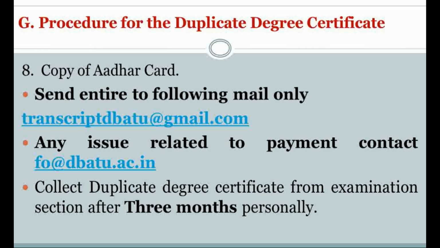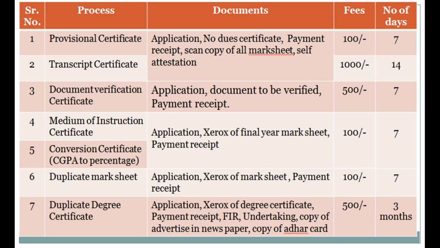Here you can see the overview of all the processes and documents along with their fees, and the required number of days for each process. For the provisional certificate, the application, no due certificate, payment receipt, scan copy of all the mark sheets and self attestation are required. The documents are the same for the transcript certificate. For the provisional certificate, the fee is 100 rupees, and you can collect it after 7 working days from your university. For the transcript certificate, the fee is 1000 rupees, and 14 days are required.